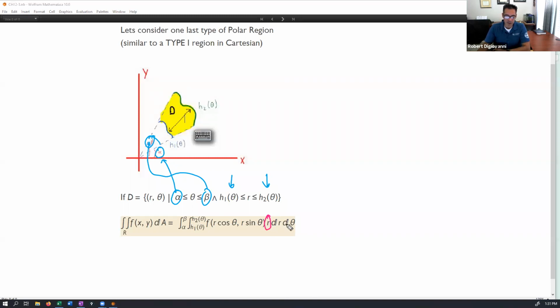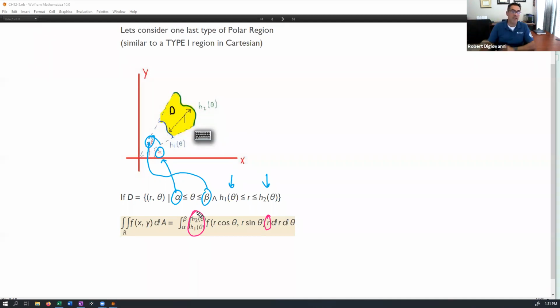And then you have to go dr d theta, and you have to use this order where d theta is the outside integral, and that's because the restrictions on theta are between two constants. And then r is the inside integral because that restriction is between two functions. So the one that's restricted between two functions always has to be the inner, and the one between two constants always has to be the outer.